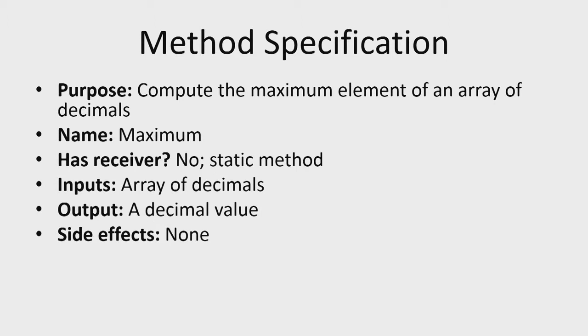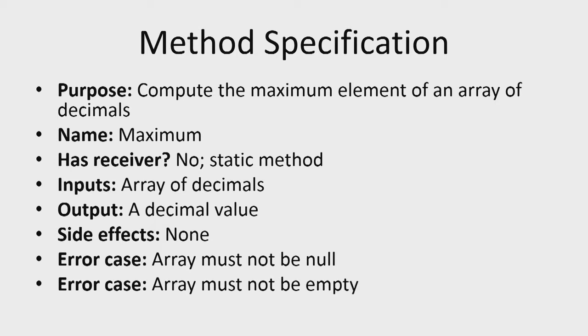So we should probably say these are special cases, and we're going to produce errors in those cases. So we're going to say we have an error case: the array must not be null. And we have a second error case: the array must not be empty. All right, so this is my specification.